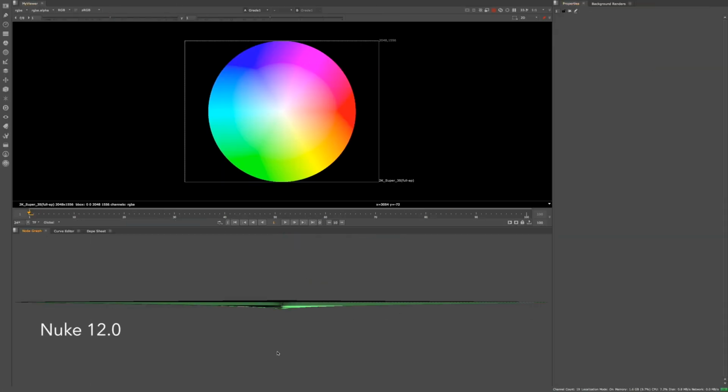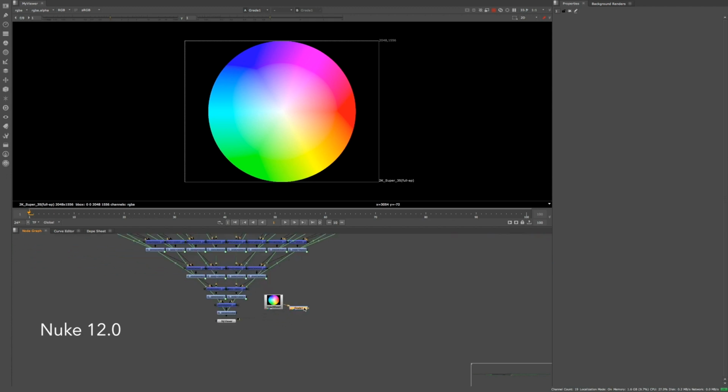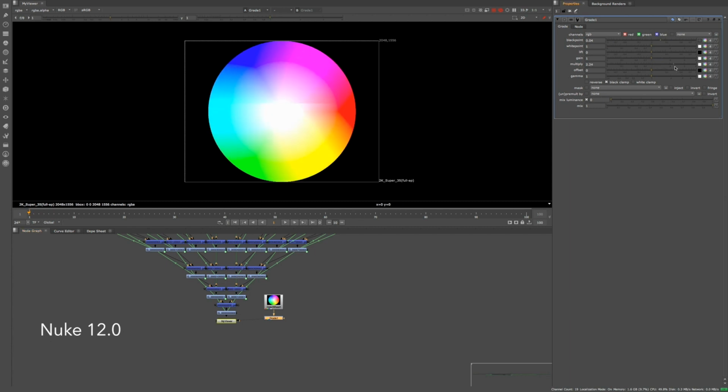If I move over to Nuke 12, we have the same 16,000 node script, but now we can see that the UI is much more responsive. Moving nodes around the graph is much smoother, and the viewer is updating in real time.